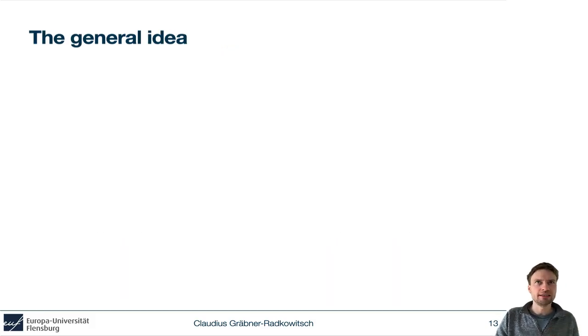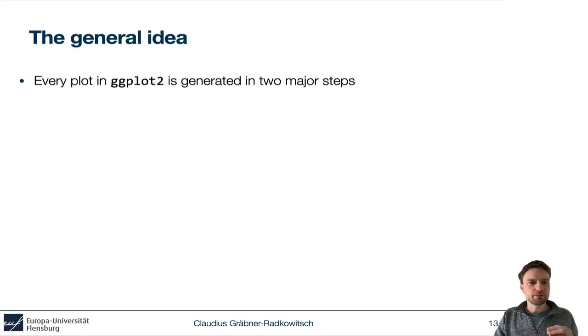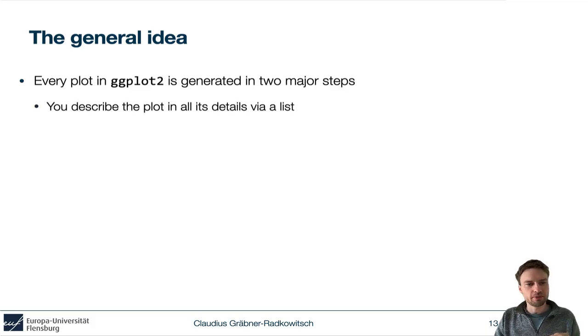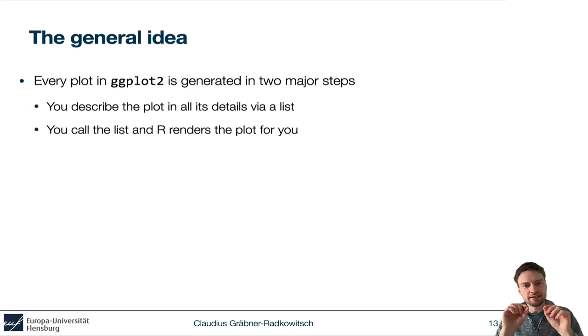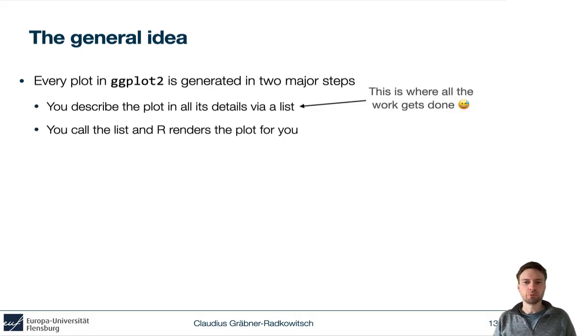Okay, what's the general idea of creating plots in ggplot2? This is, I think, very important to understand. Every plot in ggplot2 is generated in two major steps. The first step is basically to describe the plot in all its details via a certain list. And then secondly, you call this list and only then R renders the plot for you. This is important to keep in mind. Why? Because the first step is actually where all the work gets done. This is where you spend most of the time when creating the plot.